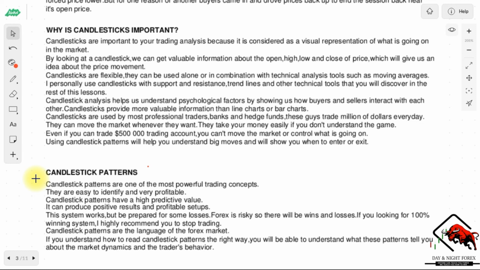So candlesticks are flexible. They can be used alone or in combination with technical analysis tools such as the moving averages, which is an indicator, one of the most used indicators. I personally use candlesticks with support and resistance, trend lines, and other technical tools that you will discover in the rest of this lesson. Candlestick analysis helps us understand psychological factors by showing us how buyers and sellers interact with each other. Candlesticks provide more valuable information than line charts or bar charts.